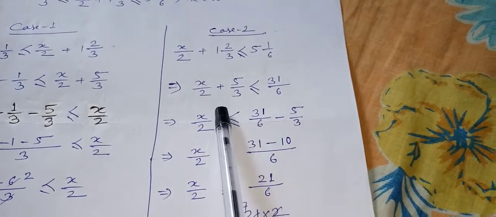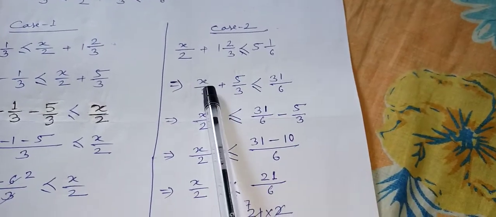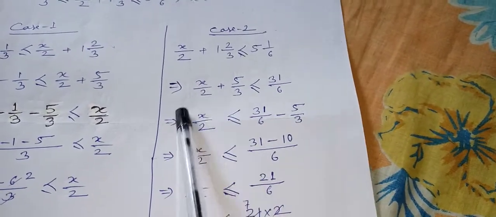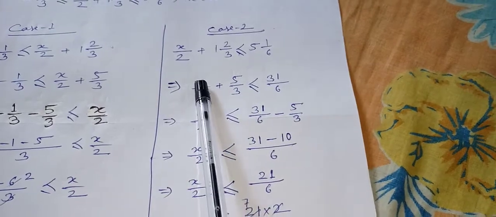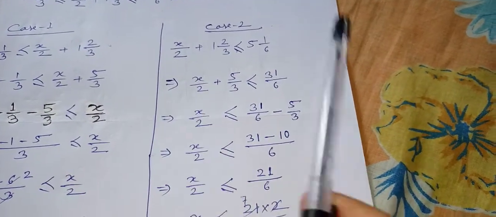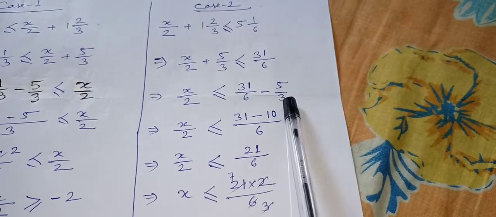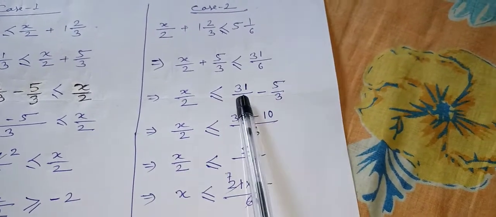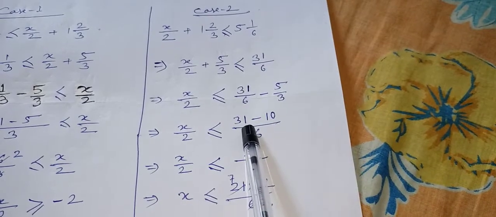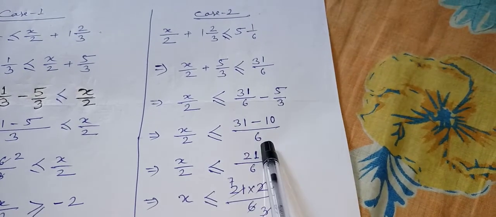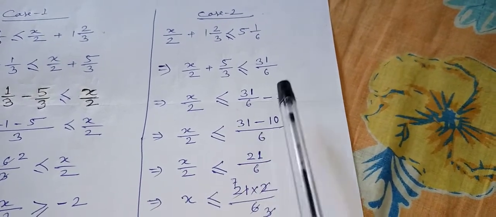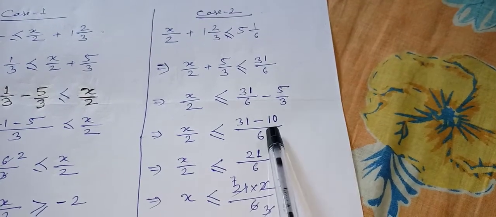Now I am keeping x by 2 on the same side because it is a positive number and it is on the correct side also. So I am not going to change x by 2 from here to that side, but I took this number to that side. Now the LCM of 6 and 3 is 6. So when 6 is the LCM, 31 will remain unchanged. But here 3 2s are 6, that 2 will multiply with 5 and become 10.